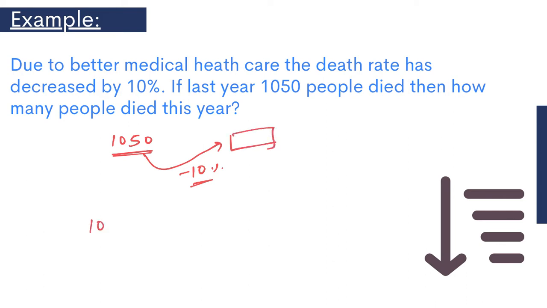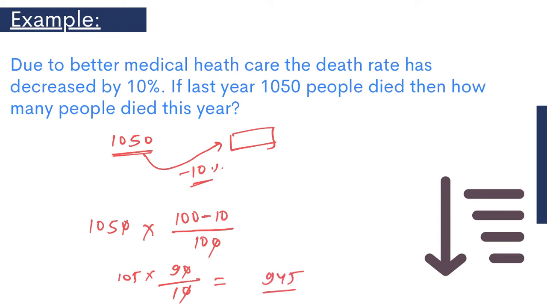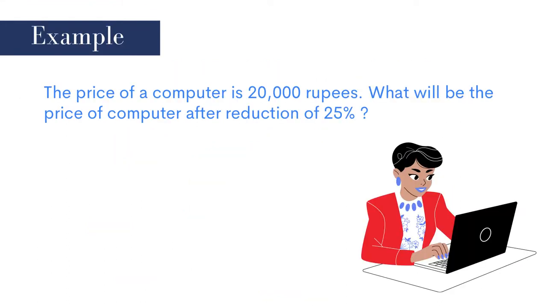So by formula, the number is 150 into 100. This is decreasing, so I will put a minus sign here. And how much percentage is it decreasing? 10%. So minus 10 divided by 100. So 10 to 10. So it is equal to 105, and 90 divided by 10. 0 to 0 cancel. So it becomes 945. So this is our answer. So I can say if last year 150 people died, with a 10% decrement this year, the people who died this year is 945.